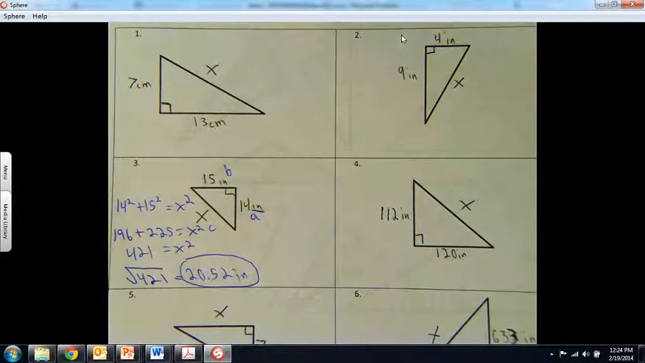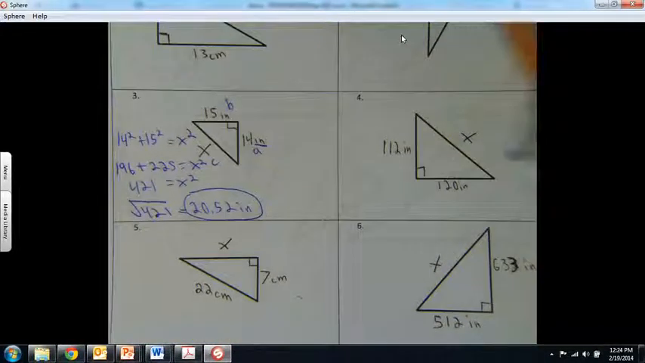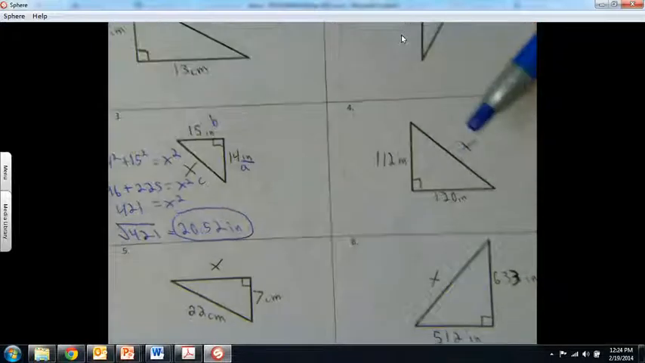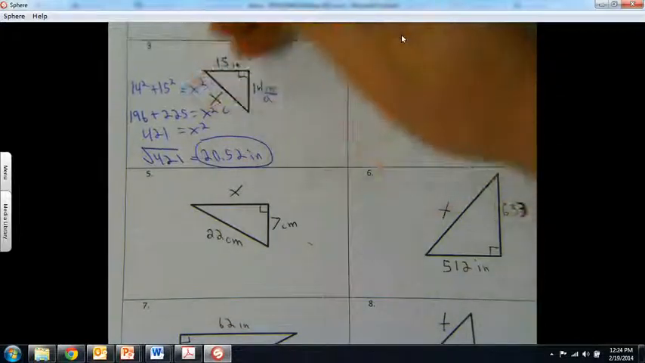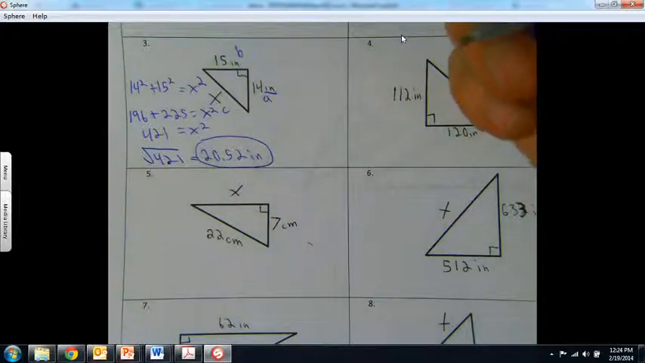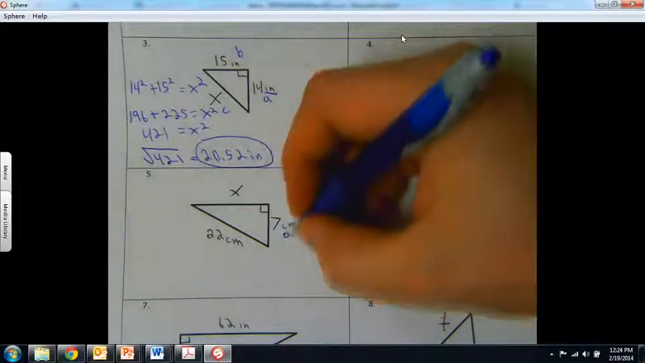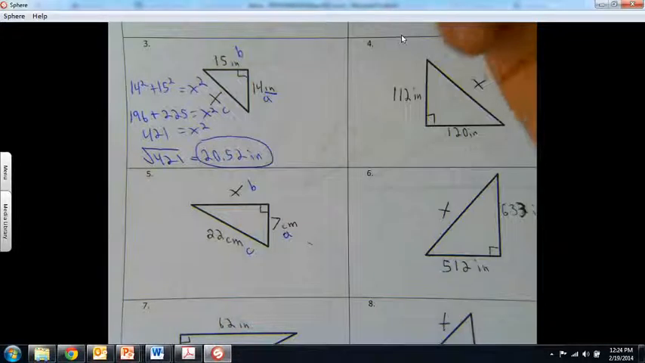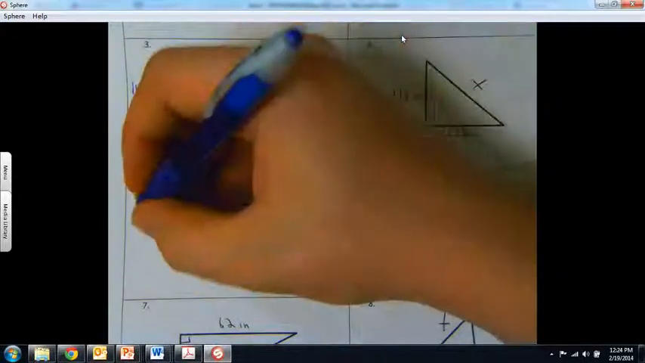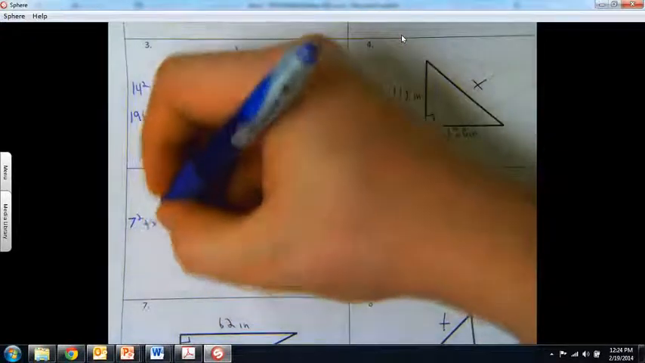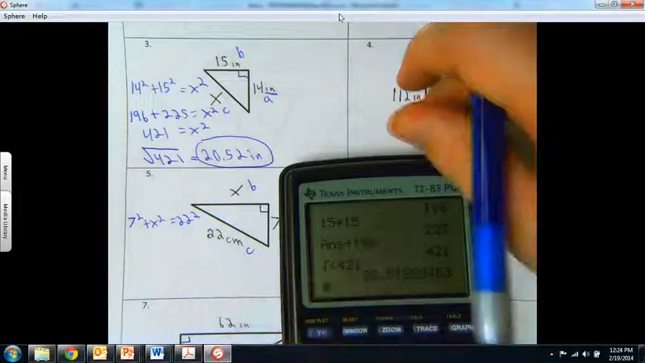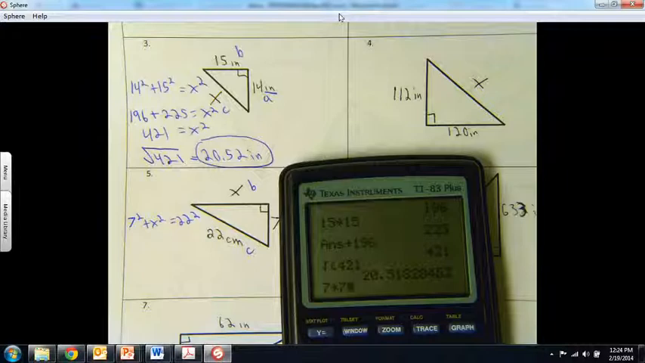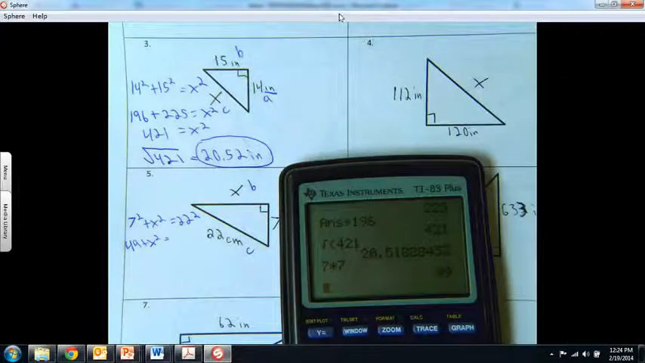Now, it's kind of different if you're not solving for the longest side length, but instead you're solving for one of the shorter ones, such as in problem number 5. First, I'm going to label it the same. A is shortest, B is medium, C is longest. So I have 7 squared plus x squared equals 22 squared. Now I'm going to show you the calculations this time. So 7 squared is 7 times 7. I get 49. Plus x squared, and then 22 times 22. Enter. I get 484.